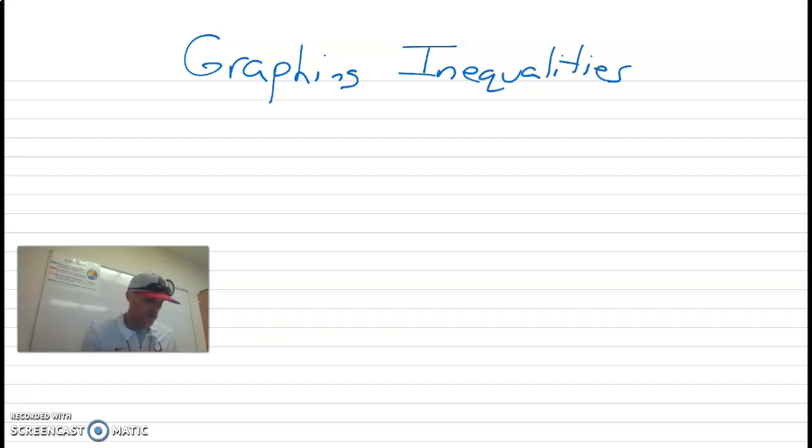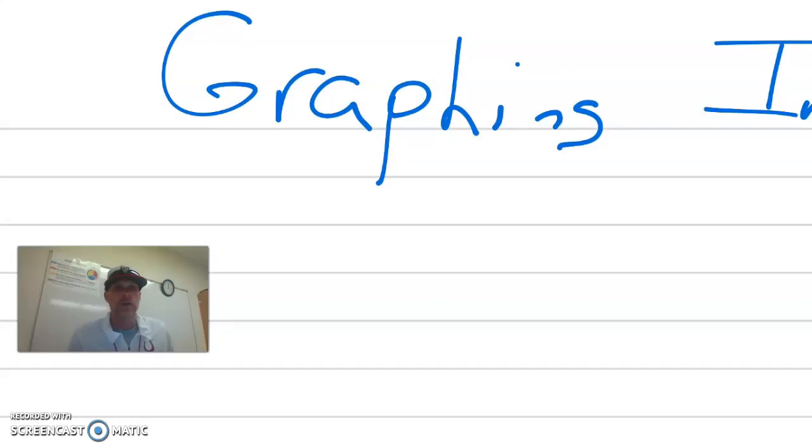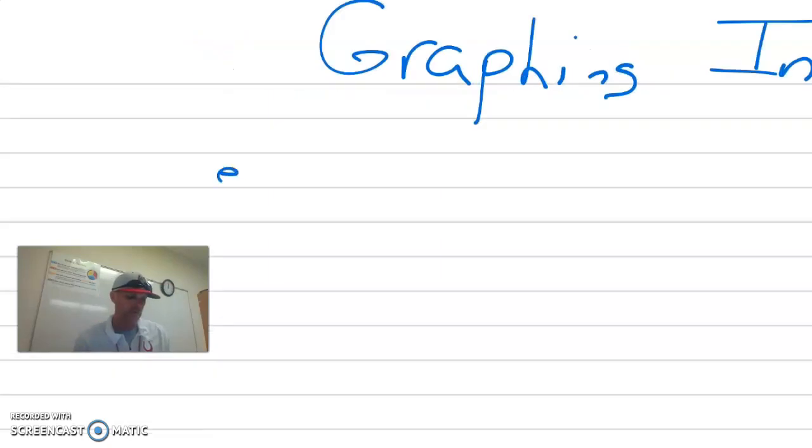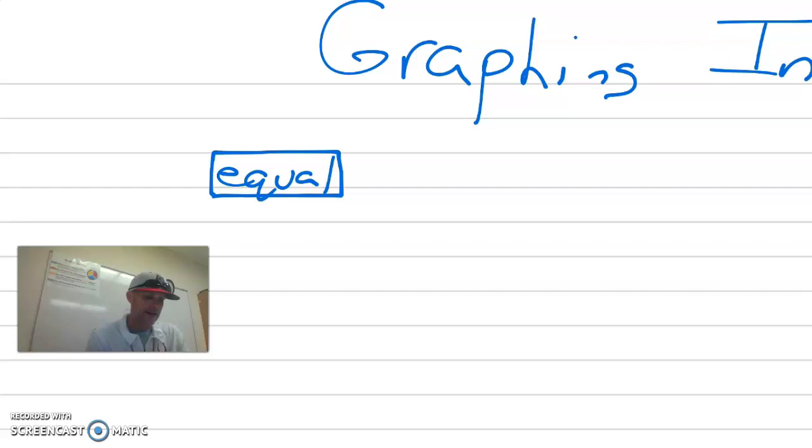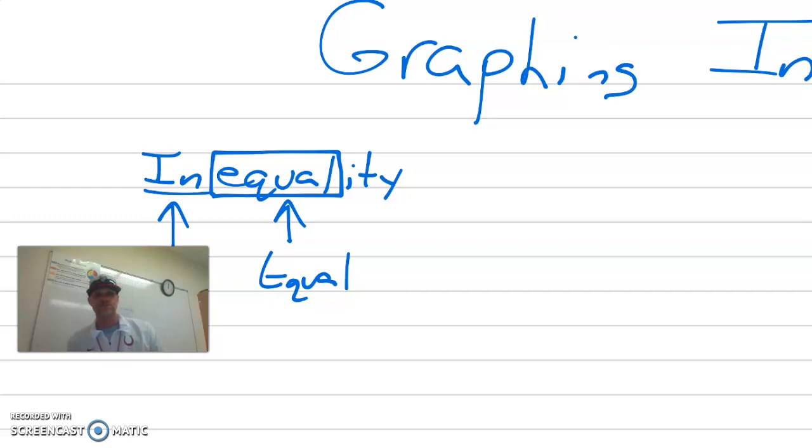So what is an inequality, anyways? Let's look at the root word, which would be equal, right? So the root word is equal. But the word that we're talking about here is inequality. Okay? An inequality means not equal. Not equal. All right, so y'all have done these for a very, very long time.